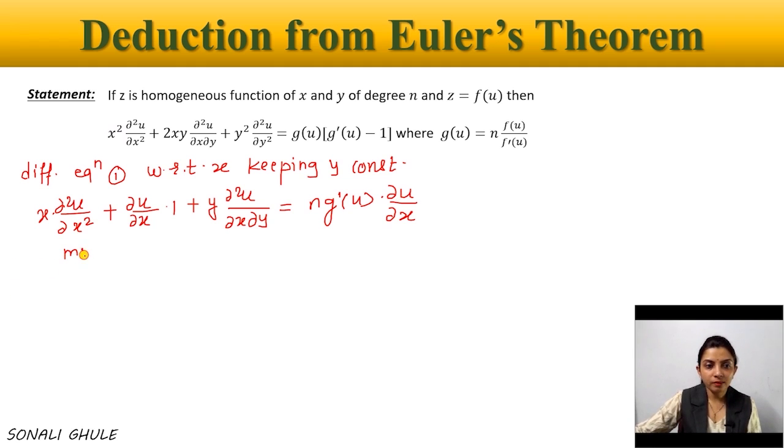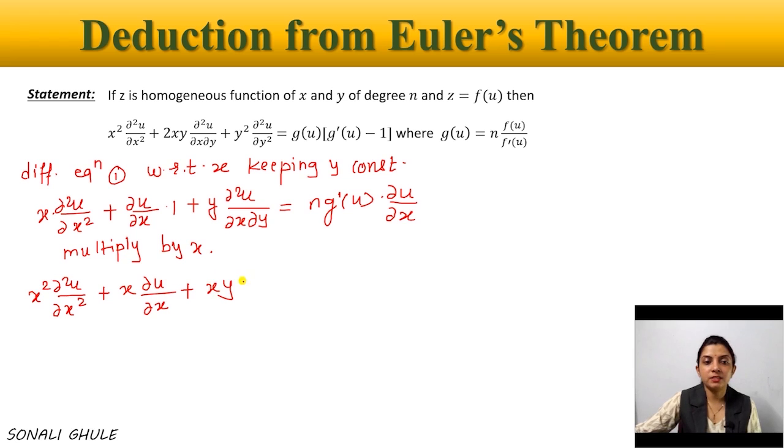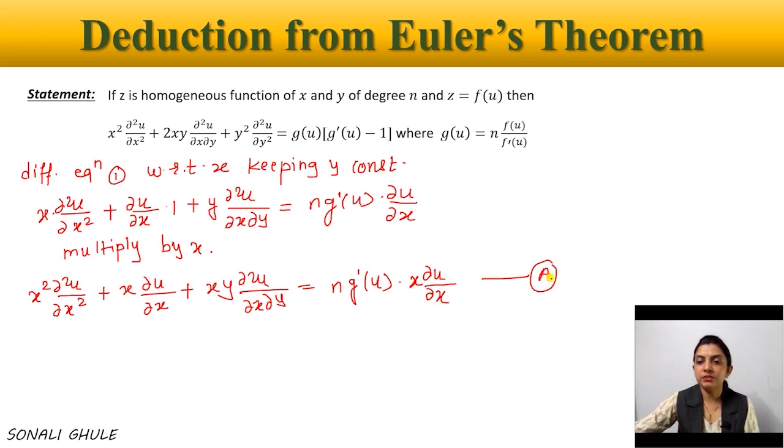Multiply by x. What will it give us? x square ∂²u/∂x² plus x ∂u/∂x plus xy ∂²u/∂x∂y is equal to n into g dash of u into x ∂u/∂x, multiplied by x here. Now say this is our equation A.